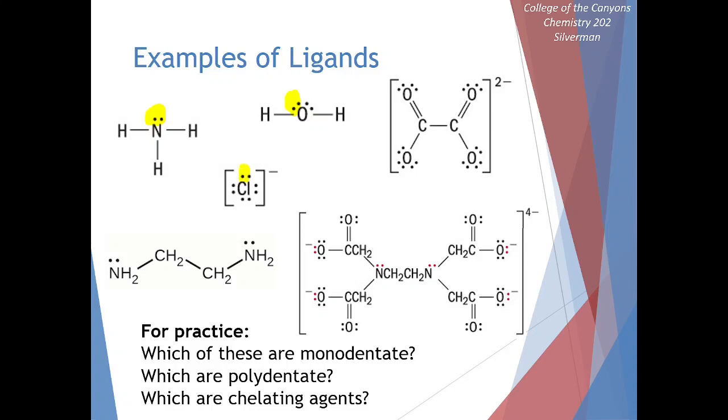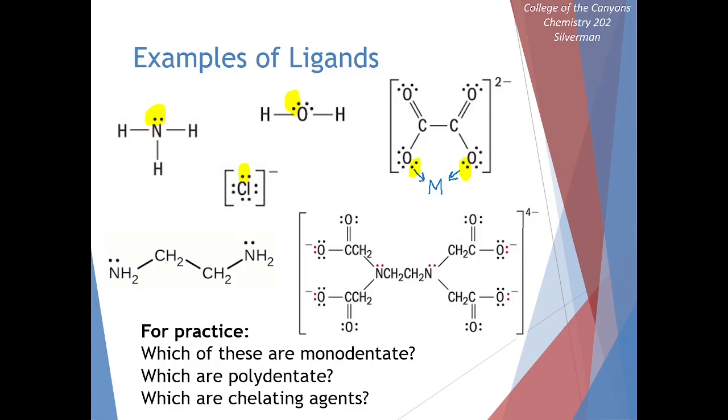Same idea for our halogens. We can have a lone pair bond to the central metal. Here this is oxalate. We can have two lone pairs bond to the same central metal. Imagine there's a metal here. We can have both those pairs of electrons bind to the same metal. Bidentate, two teeth biting onto that one metal.